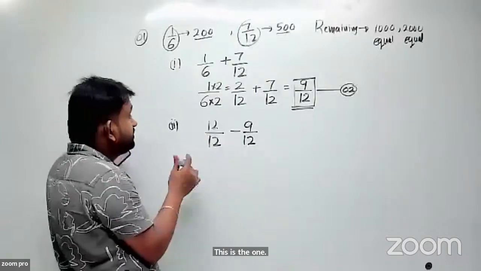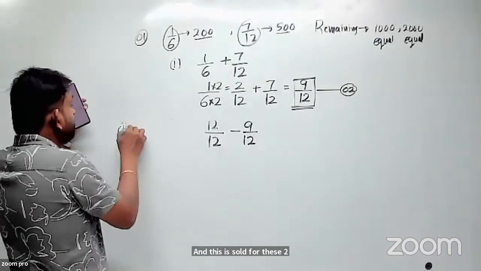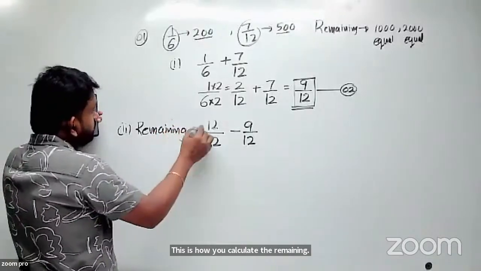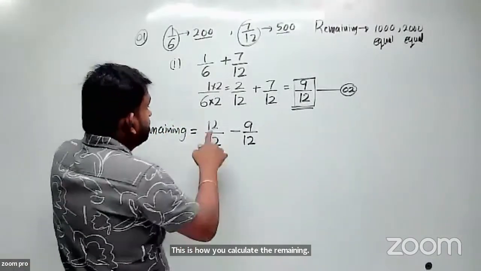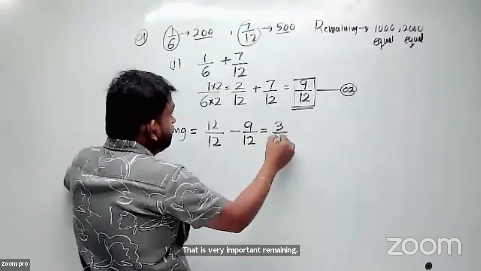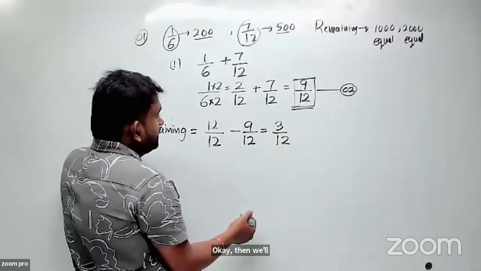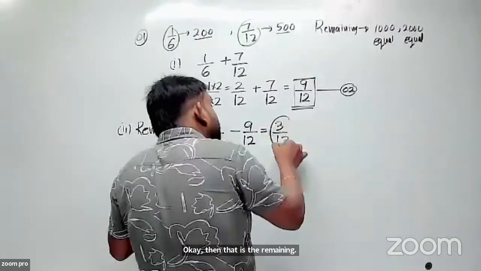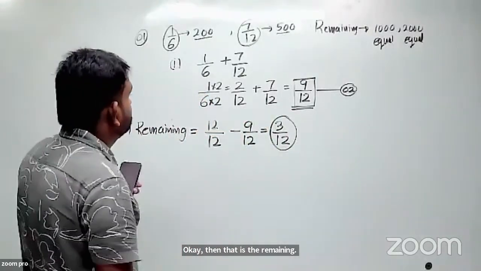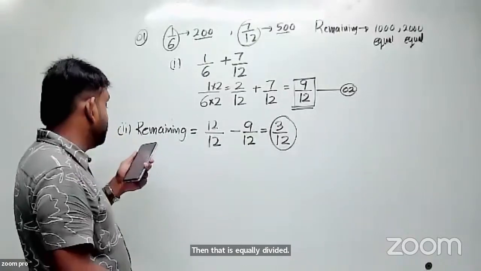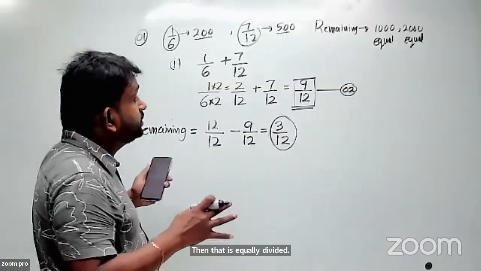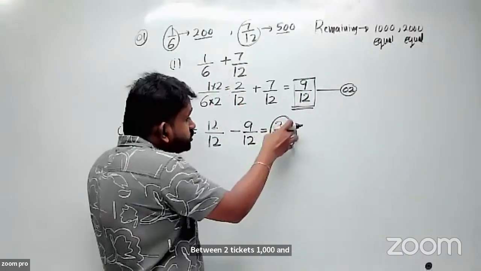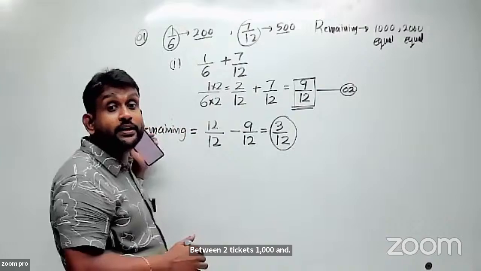Then what's the remaining? This is how you calculate the remaining. That is very important. 12 subtract 9 is 3 upon 12. That is the remaining. Then that is equally divided between the 1,000 and 2,000 tickets. So this fraction remaining, you have to divide it by 2.